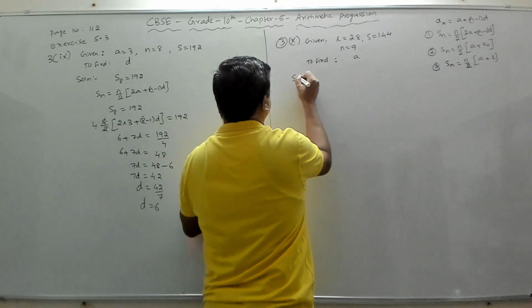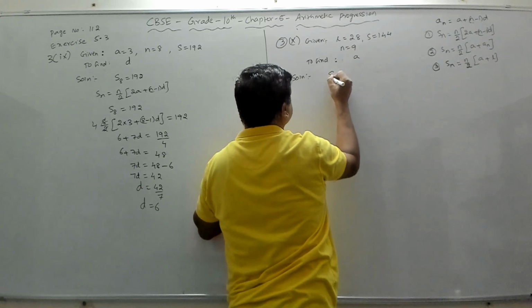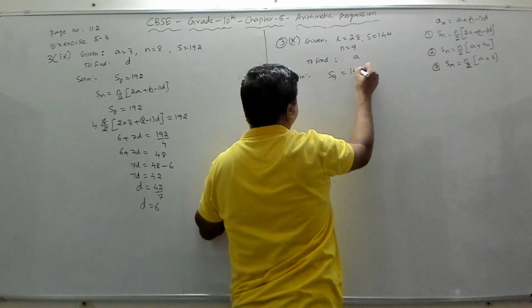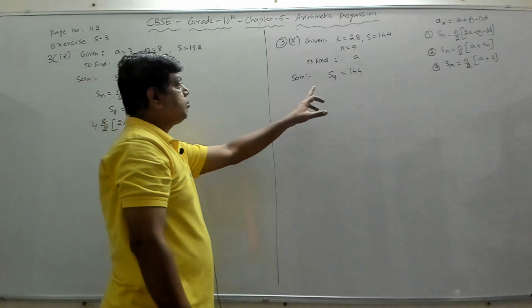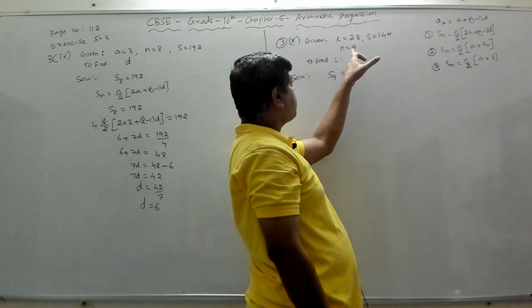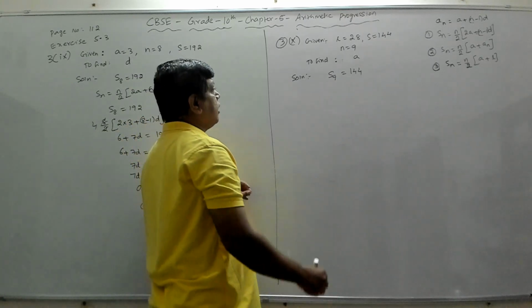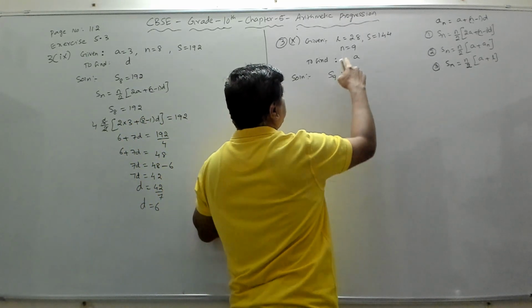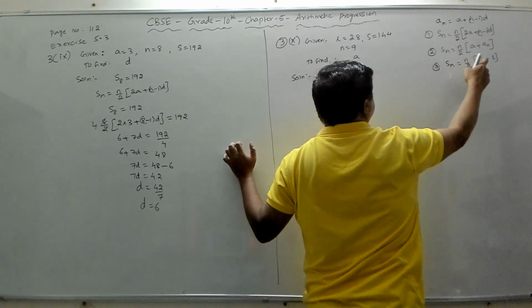Now, solution. S is 144 and there are 9 terms, which means S9 is 144. That is the meaning of it. Sum of first 9 terms is 144. And now we know the last term L, so we can use this formula.